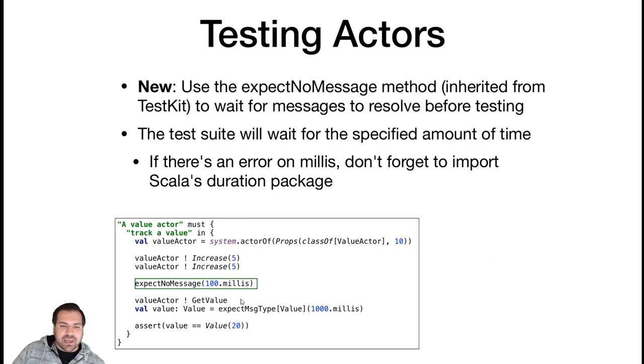So this get value message might arrive before the second increase of 5, and it might respond with a value object with the value 15. It's something that is very possible, even likely. If you run this enough times, you're likely to see that kind of behavior. You can't guarantee that the messages will arrive in the order in which you sent them. And this is a big deal. This is a big thing we need to be concerned with.